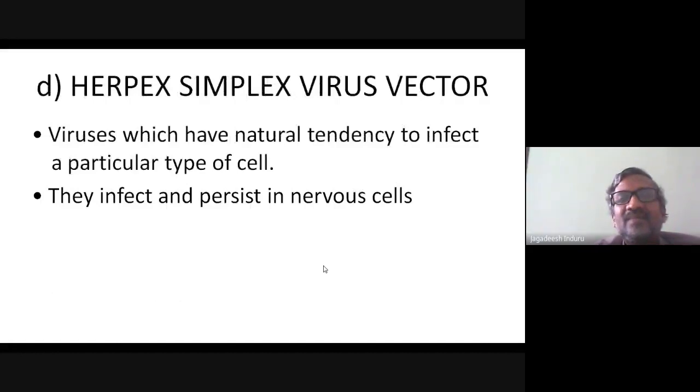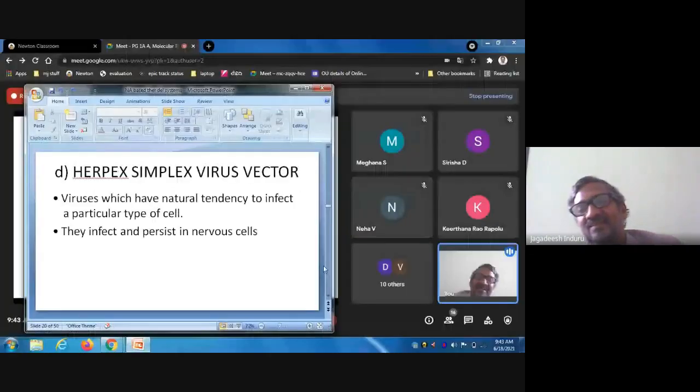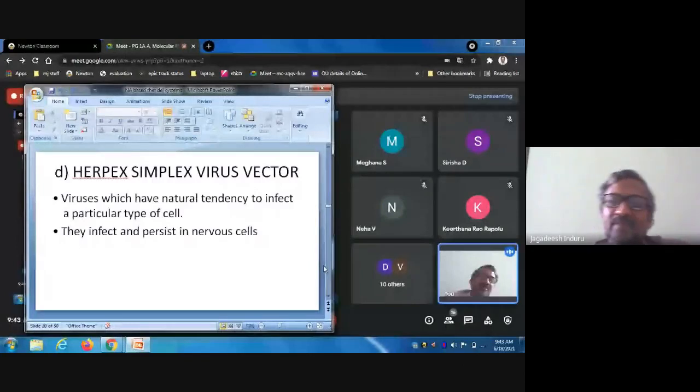Herpes simplex virus vector. These are viruses which have a natural tendency to infect a particular type of cell. They infect and persist in the nerve cells, specifically the nerve cells. Most of the time, what we see externally as herpes simplex or herpes zoster, the nerve cells are getting affected. Now we know that this can be used differentially for our purpose.